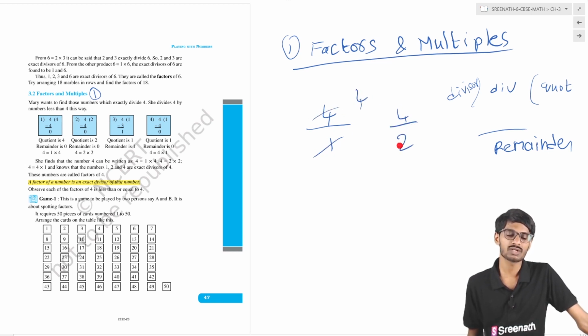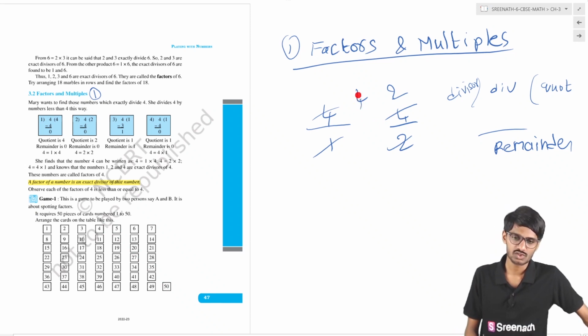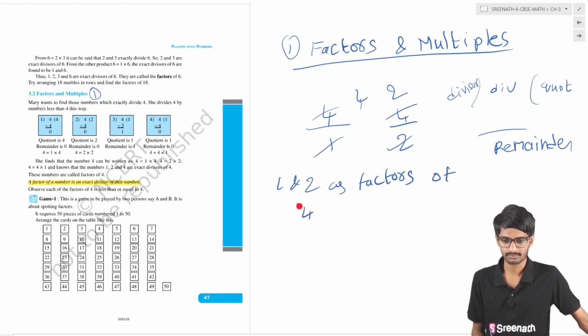And 2 is also a factor of 4. Why, sir? Because we can divide 4 by 2. So 2 twos are 4, and it is completely divisible. So we call 1 and 2 factors of 4.